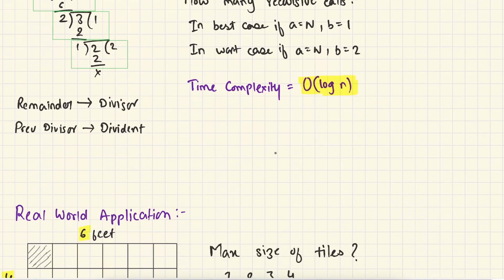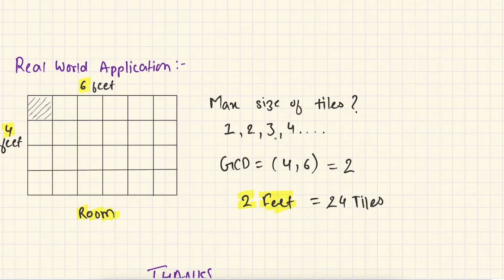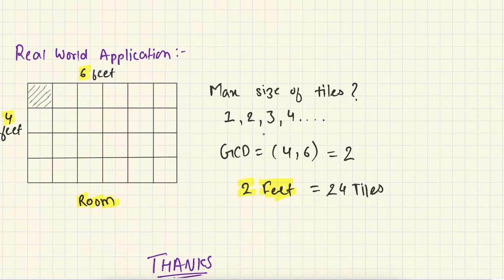Now let's see a real world example of this GCD algorithm or Euclid's algorithm. Let's say you are constructing a room and the size of the room is 6 feet by 4 feet. Now the challenge for you is that you are looking for the maximum size of tile so that you can tile your room. The answer could be 1, 2, 3, 4, but you are looking for the maximum size of tile so that it fills the whole room, right? So this is where GCD helps you to calculate the maximum size of tile.